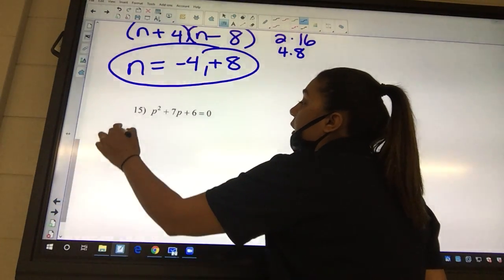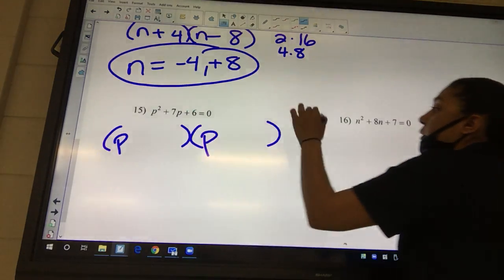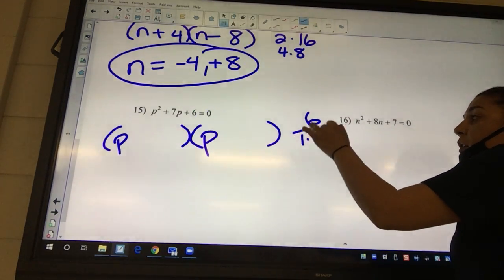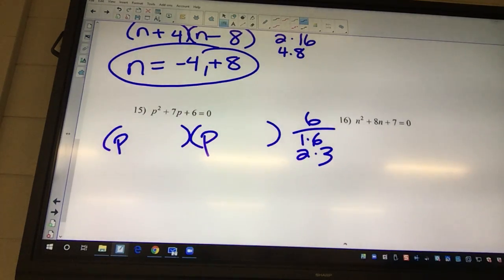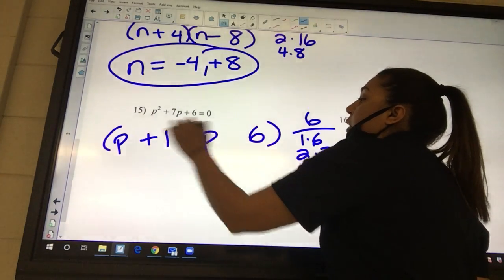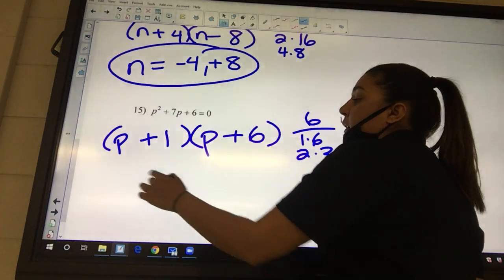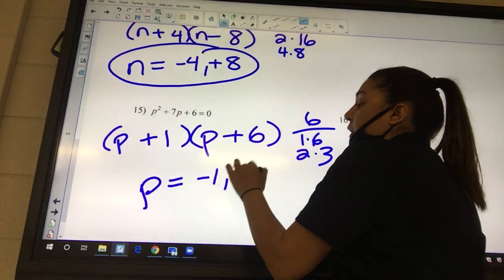Okay, so draw your parentheses. You got P and P, and some factors of 6. 1 and 6, 2 and 3. We need some to add or subtract to give me a 7. 1 and 6, and I need a positive 7. 1 plus 6. Stop or keep going? Stop. Keep going to get -1, -6.